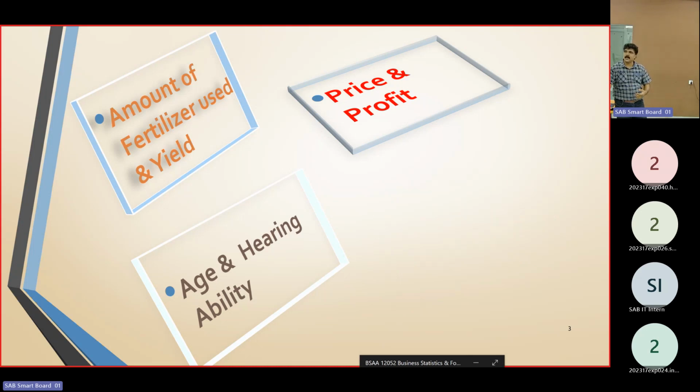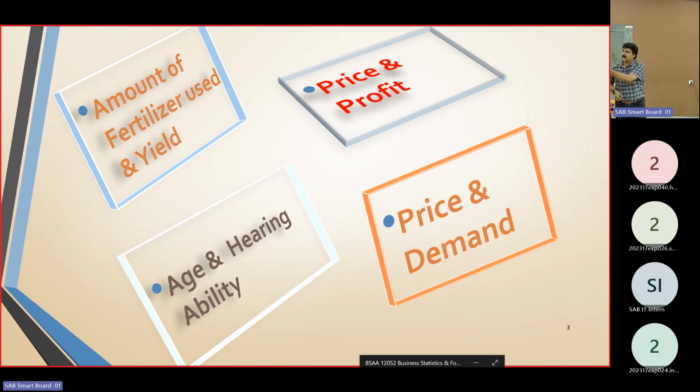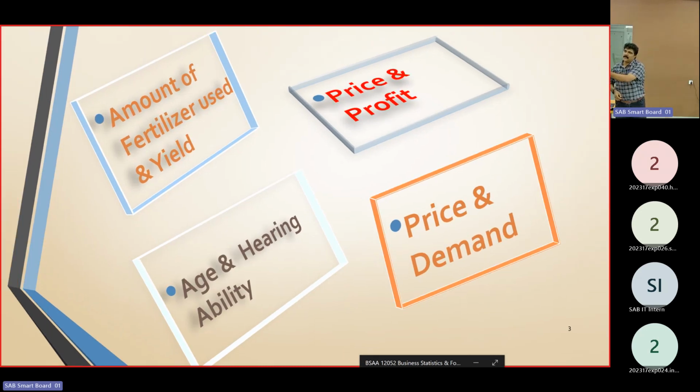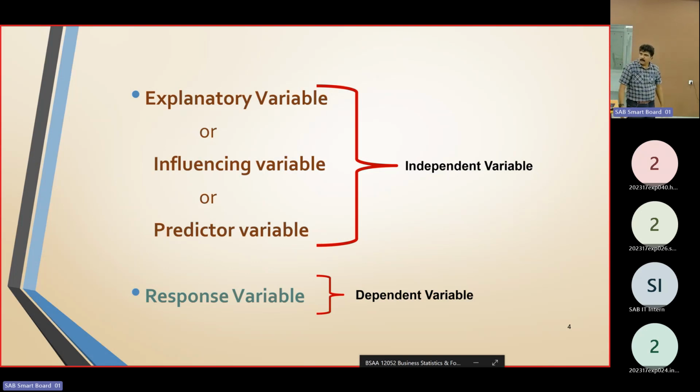In this section, we don't call them dependent and independent variables. In place of dependent variable, we use the term response variable. Same thing, but we use that term here. Independent variable, we call it explanatory variable or influencing variable or predictor variable. Same thing, but we use these terms instead.